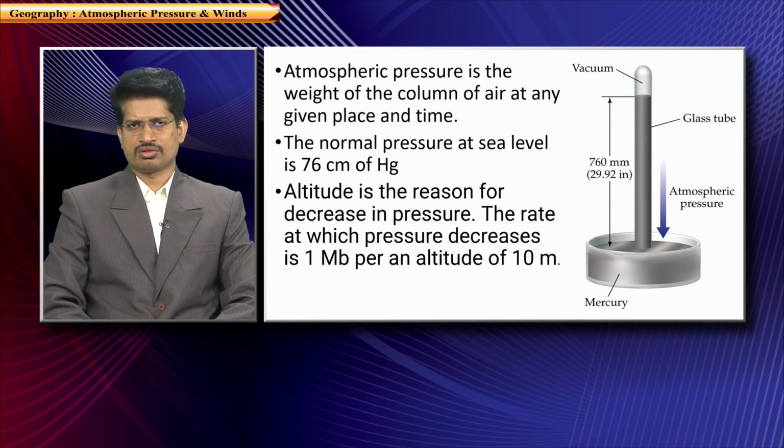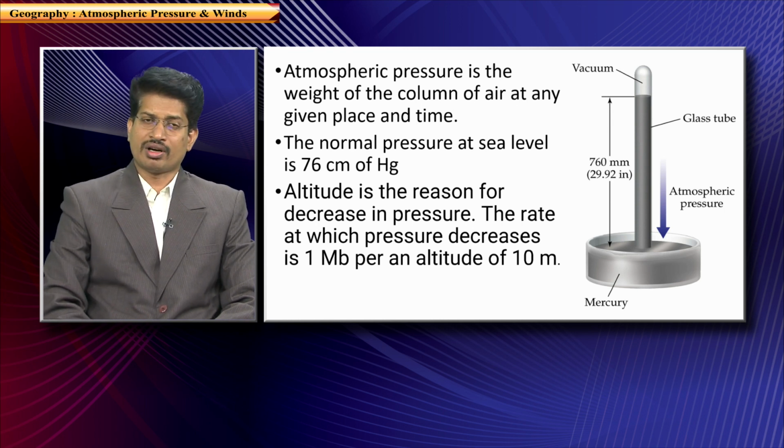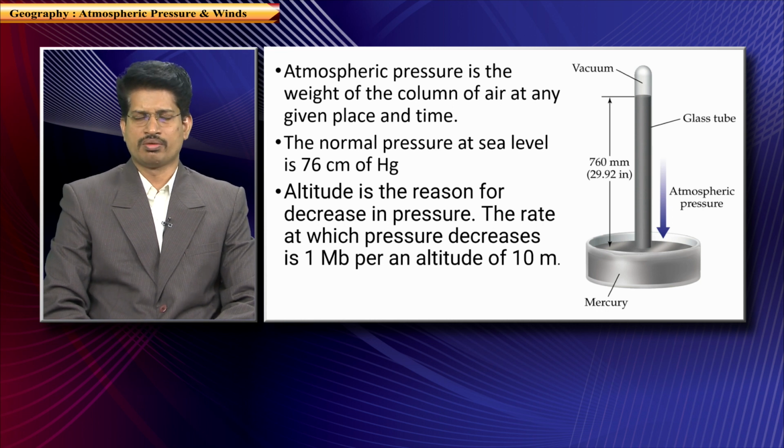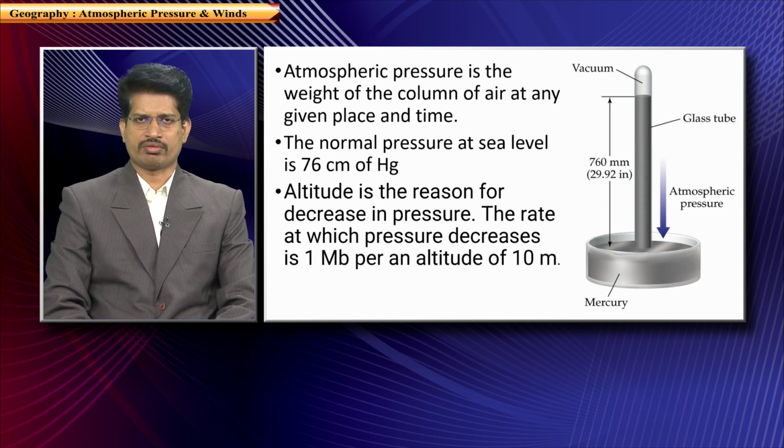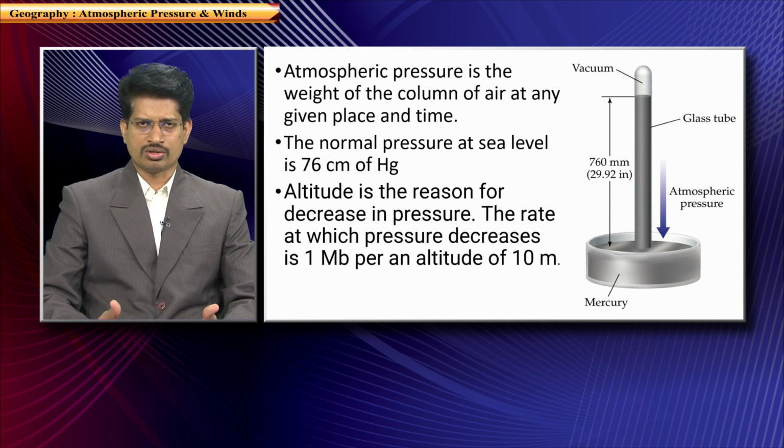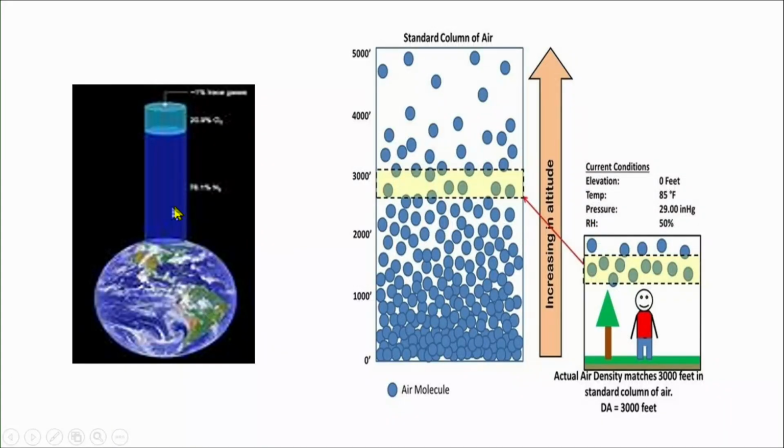Apart from these factors, the altitudinal factor also plays a major role in the variation of atmospheric pressure. For example, when we are climbing a mountain, the column of air above us gradually decreases. In the projection being given to you, this is the column of air above us. With increasing altitude, when we climb a mountain, the column of air above us decreases. So obviously the mass of air decreases, and obviously the pressure decreases.